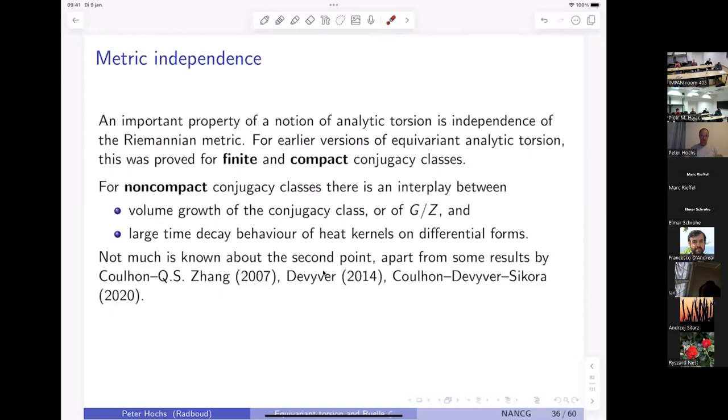So is this notion independent of the metric? This is proved by earlier versions of analytic torsion for finite conjugacy classes and compact conjugacy classes. In the non-compact case, there are more subtle things going on. There's an interplay between the volume growth of G mod Z and the large time behavior of traces of heat kernels, and these things have to be taken into account. There's not so much known about the way g-traces of heat kernels decay.